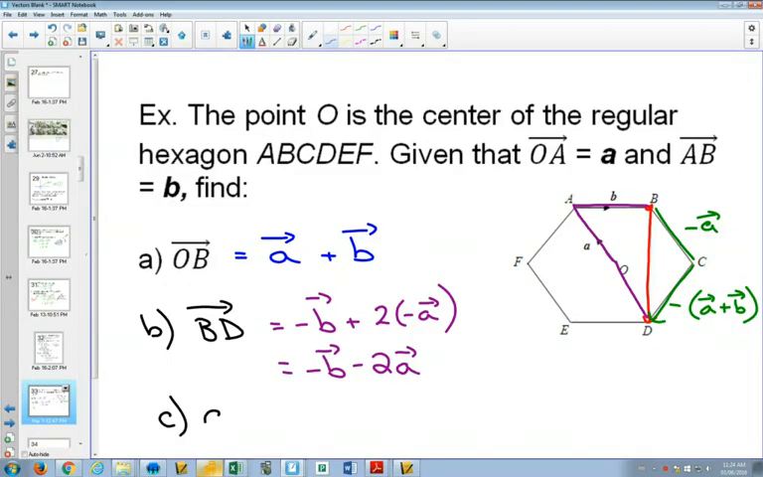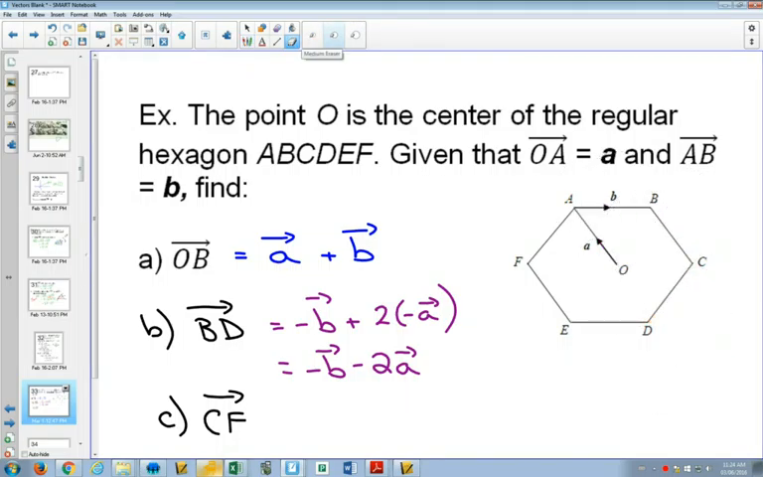Finally, part C says try to find C to F. So now we're looking, how can we go from here to here? Well, maybe you say, I want to go from C to B, from B to A, and from A to F.